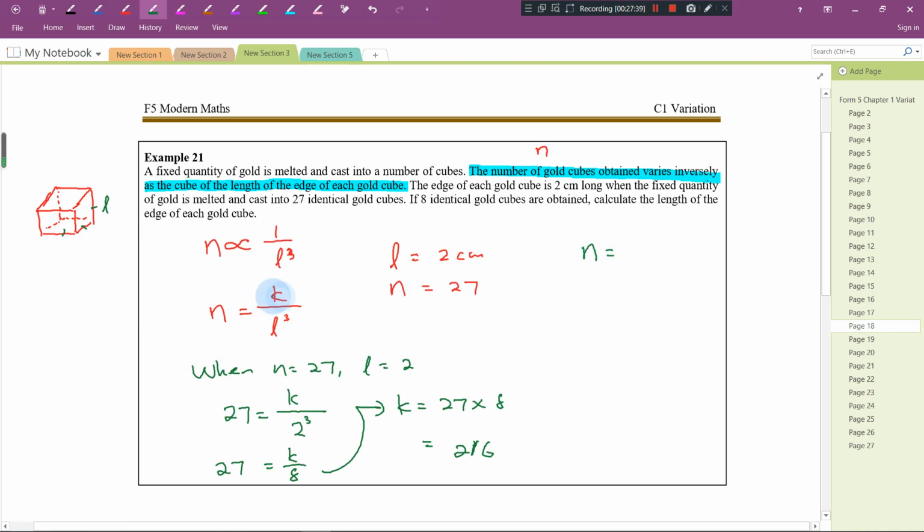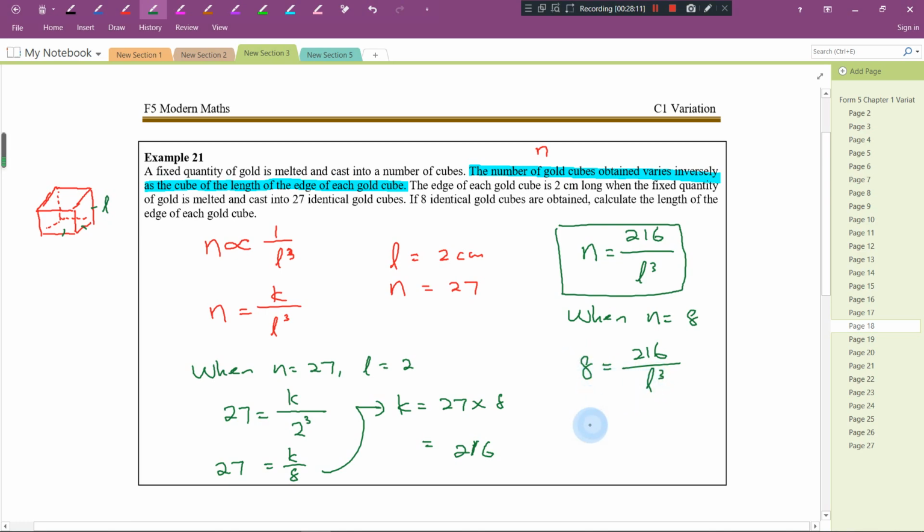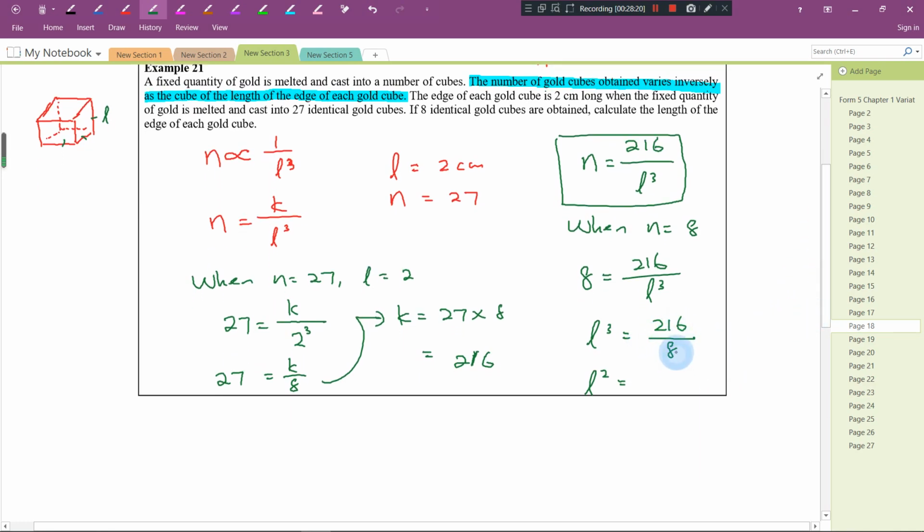Now I know that, let's go back to this equation. N is equal to 216 over the cube of L. Now I am going to use this equation to help me get the value of L when N is equal to 8. 216 over L cube. You have to be careful, remember to write the cube over here. So I'm going to interchange their places. L cube go up, 8 go down. L cube is equal to, you just press the calculator, 216 over 8.